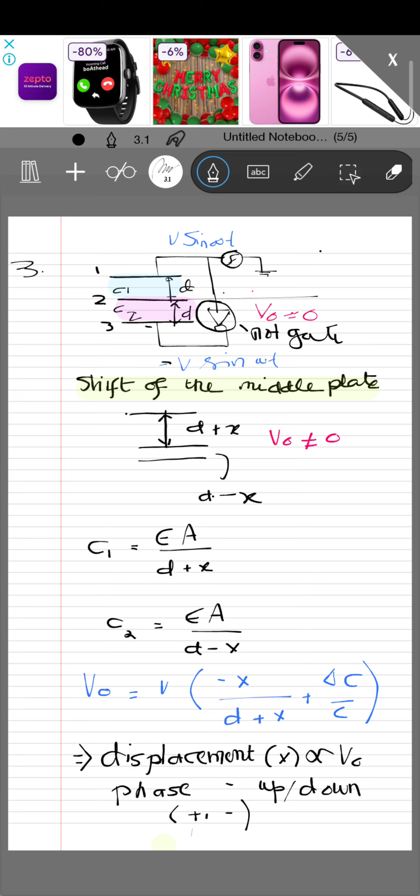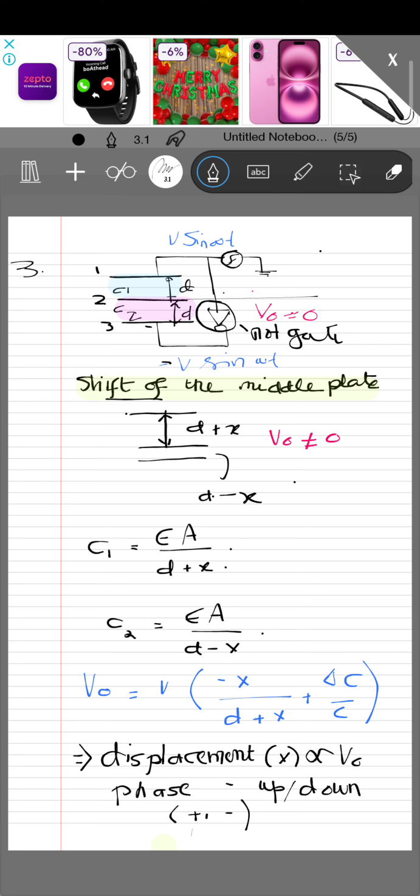This is the pristine condition. Now here, if the middle plate shifts, for example, it goes close to the third plate by an amount x, this is the displacement. This displacement will cause a change in capacitance. The first capacitance will be epsilon A by d0 plus x, and the second one will be epsilon A by d minus x. These are the two capacitances.